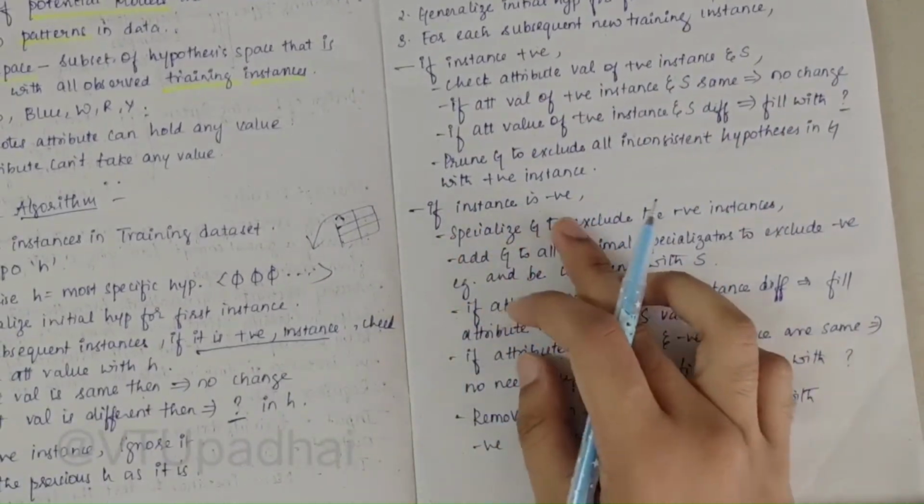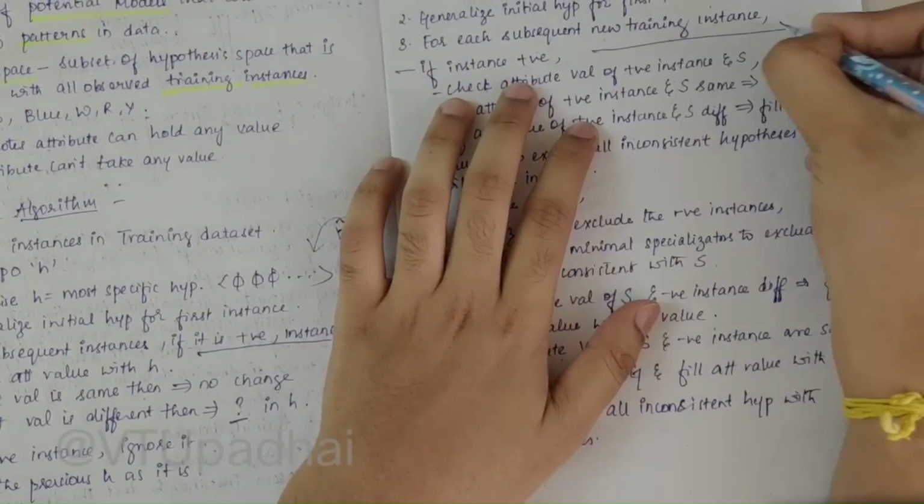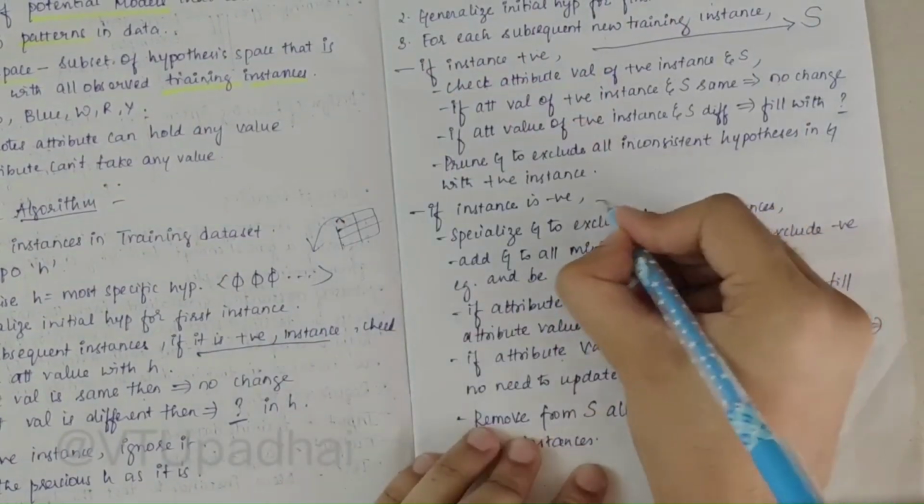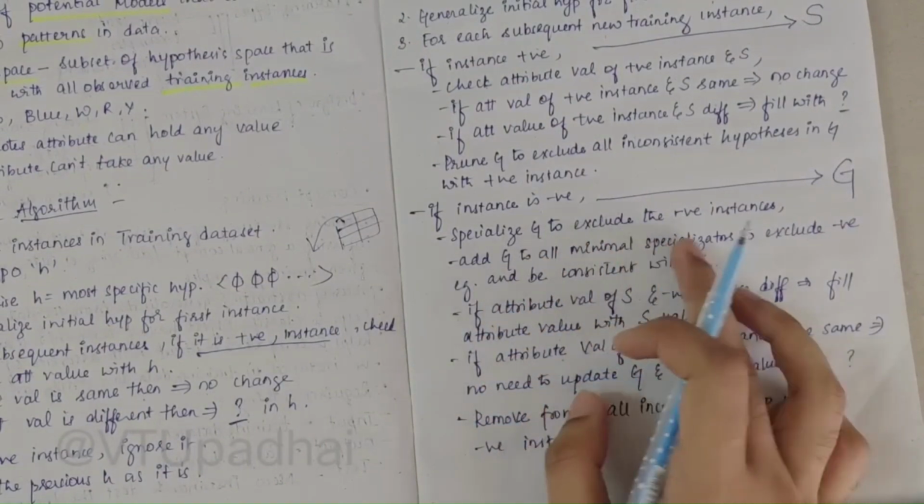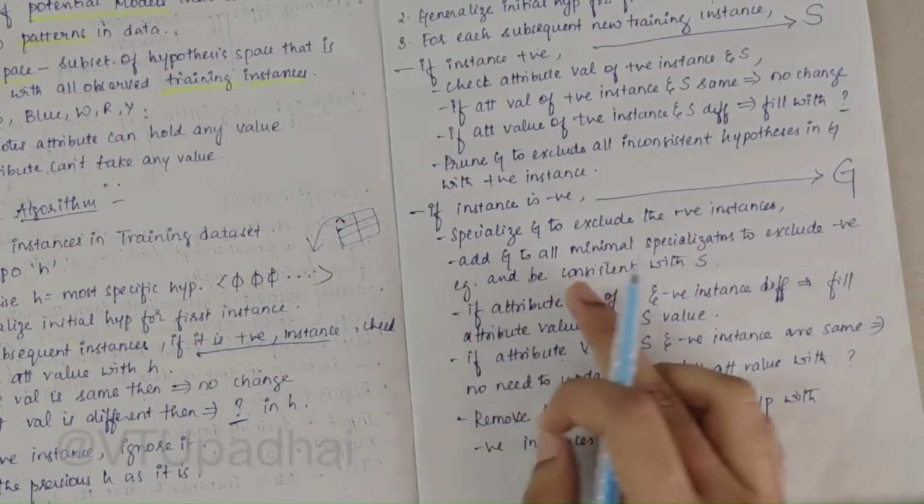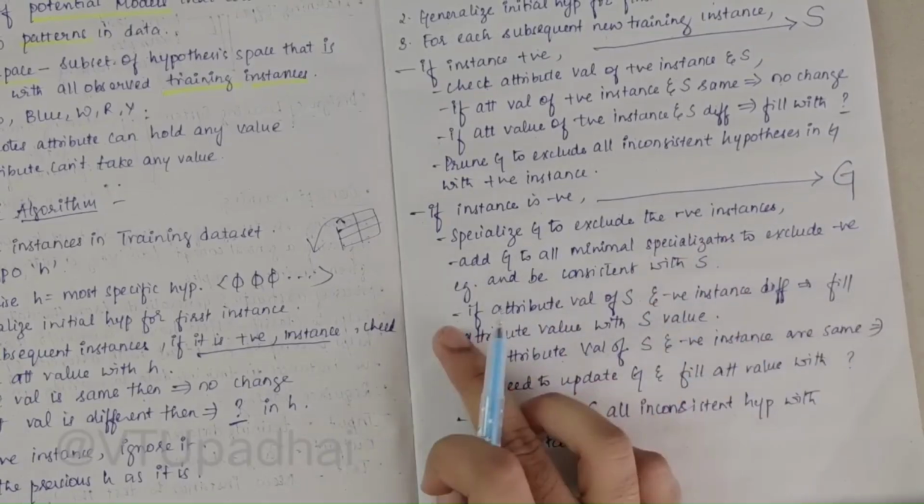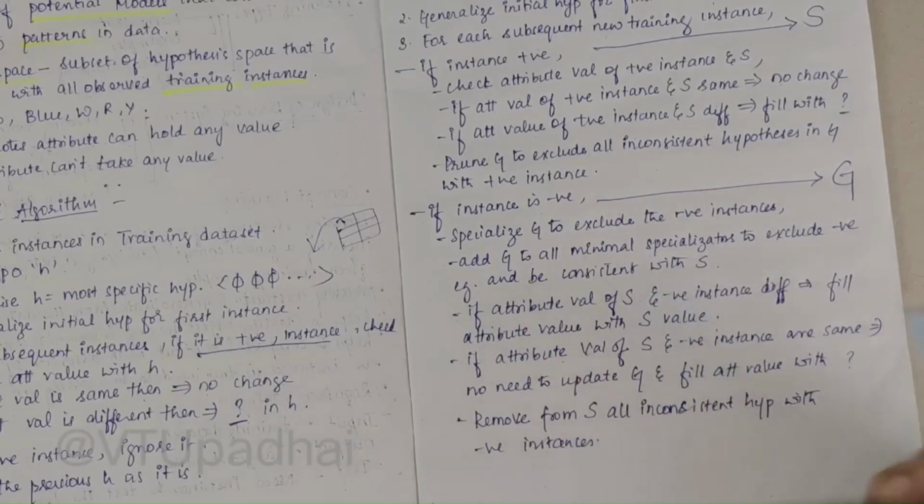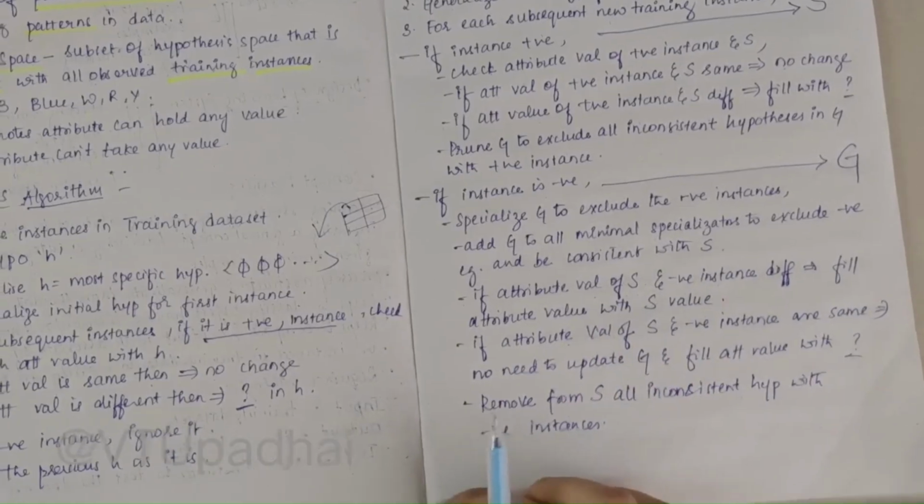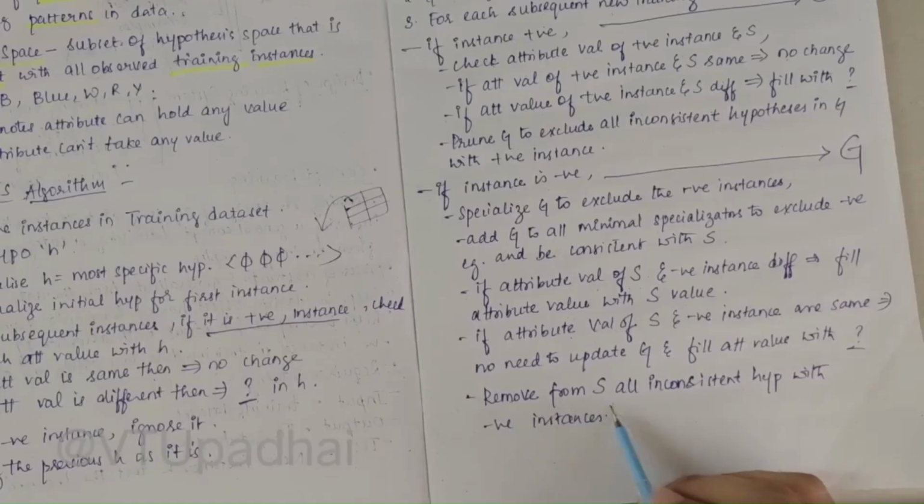Then, if it is a positive instance, update the value of S, and if it is a negative instance, update the value of G. So specialize G to exclude the negative instances. Add to G all minimal specializations that exclude the negative instances and are consistent with S. So if the attribute value of S and the negative instance are different, then fill the attribute value with the S value. If they are the same, then no need to update; you can fill it with a question mark. And then remove from S all hypotheses inconsistent with negative instances.